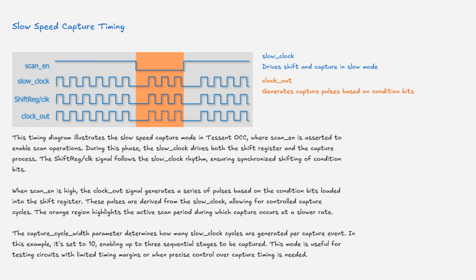In this example, it's set to 10, enabling up to 3 sequential stages to be captured. This mode is useful for testing circuits with limited timing margins or when precise control over capture timing is needed.